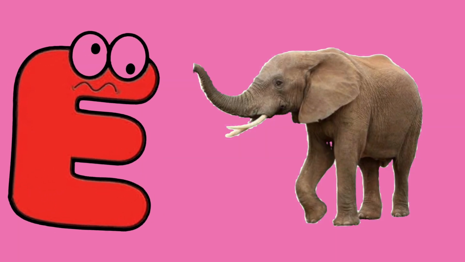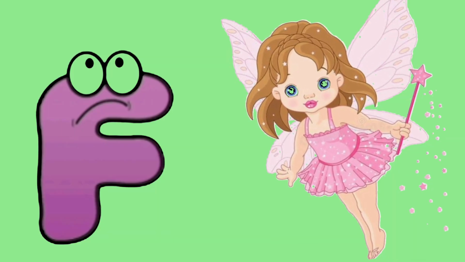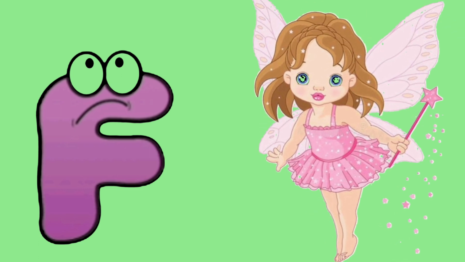E is for elephant. Elephant. F is for fatty. Fatty.